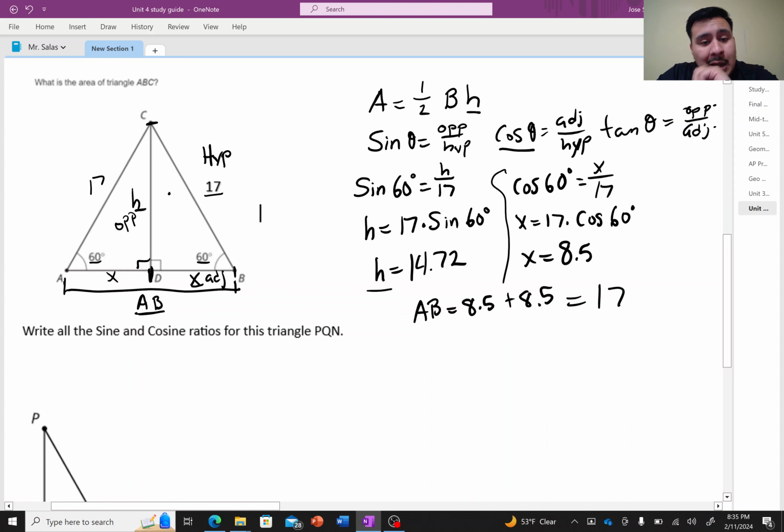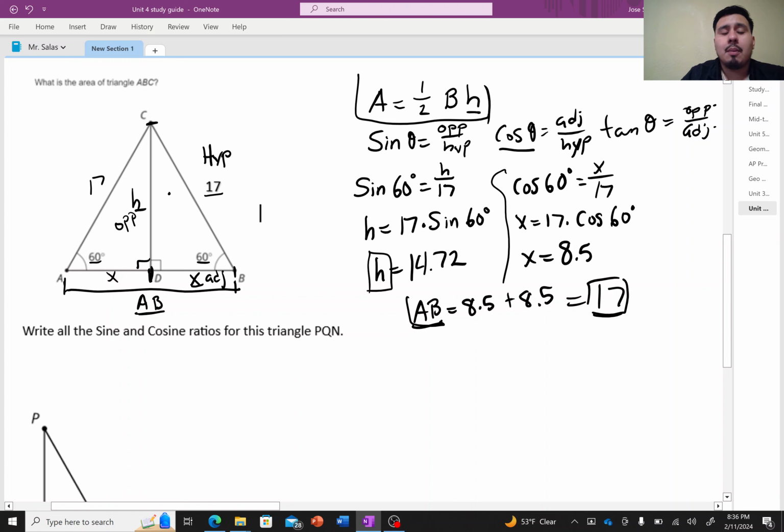Double check that on your calculators. I could be wrong, but I don't think so. I don't think I ever make mistakes. I'm just kidding. I always make mistakes, right? So AB is 17. Now I have both of my components for my area formula. I have the height and I have the base, which was 17.